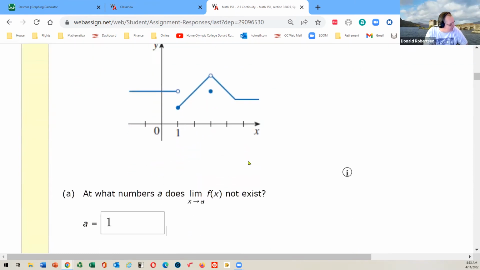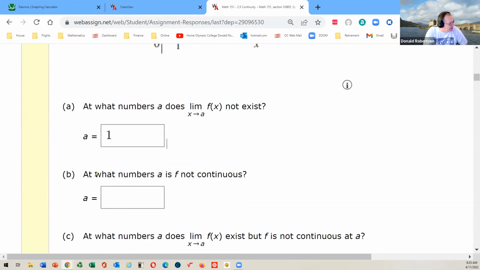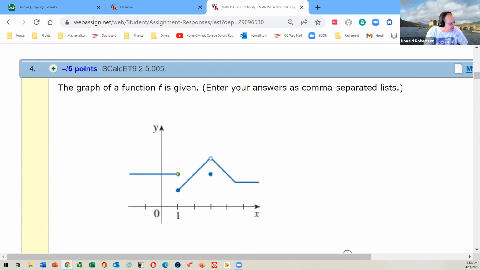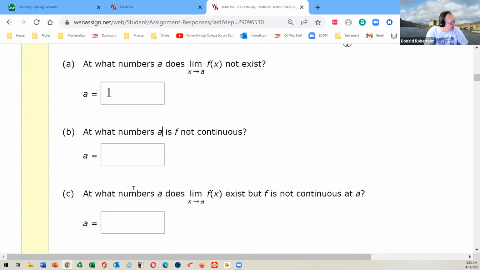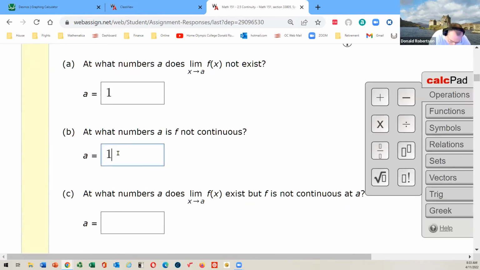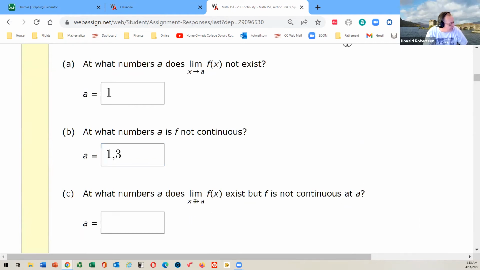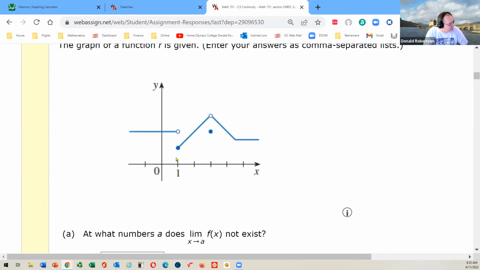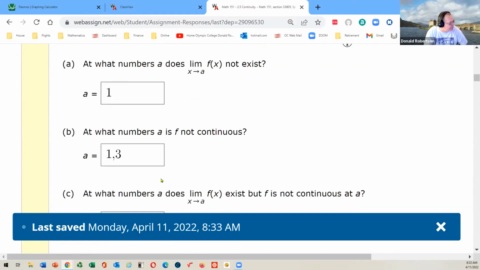Right, back to this fella. For what numbers a is f not continuous? Well, that becomes 1 and 3. Put a little comma. At what numbers does the overall limit exist, but it's not continuous? So the overall limit exists at x equals 3, but it's still not continuous at 3.